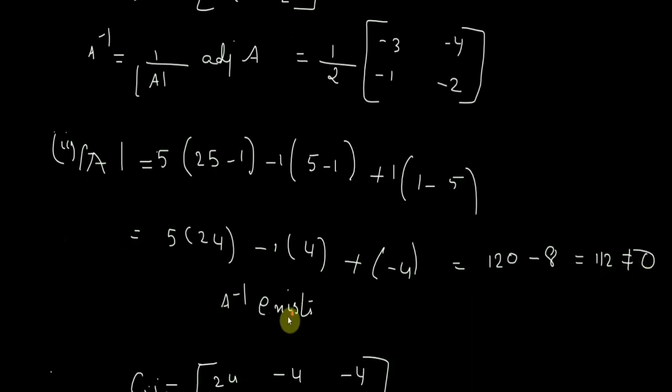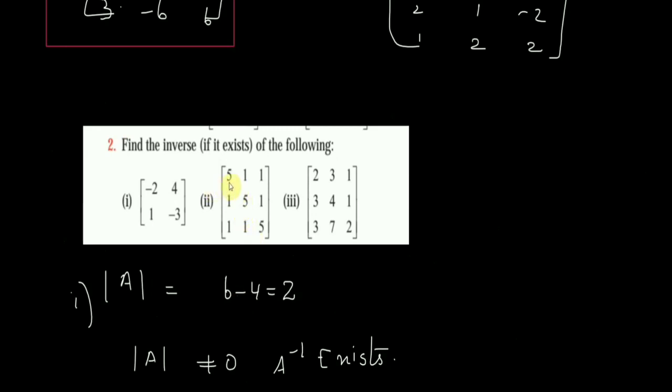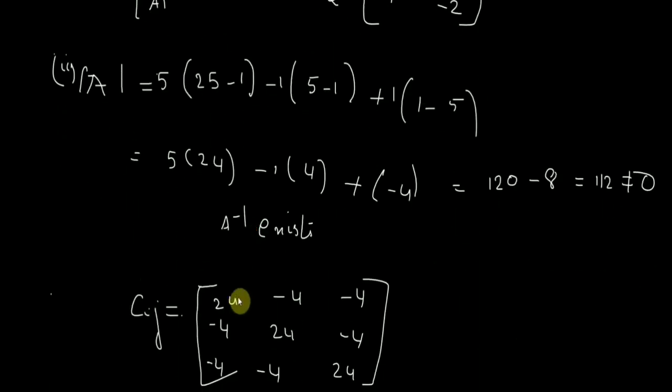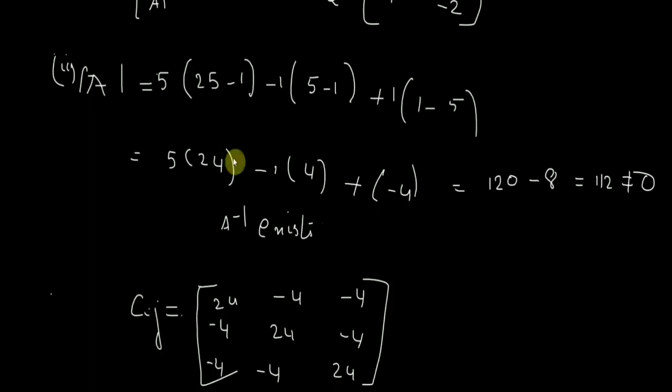So A inverse exists. Now we have to find the cofactor of each and every element. So 5 into 25 minus 1, 24. Next element is 1, so 1 into 5 minus 1, 4. But the sign here is minus, so you will get minus 4. It's an odd place, so you have to put a minus sign. The cofactor of this number is 1 minus 5, so it is minus 4.